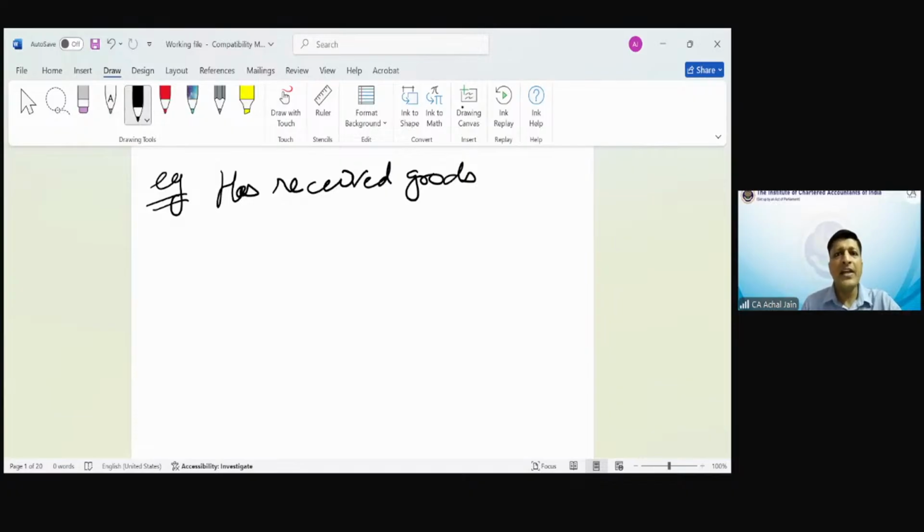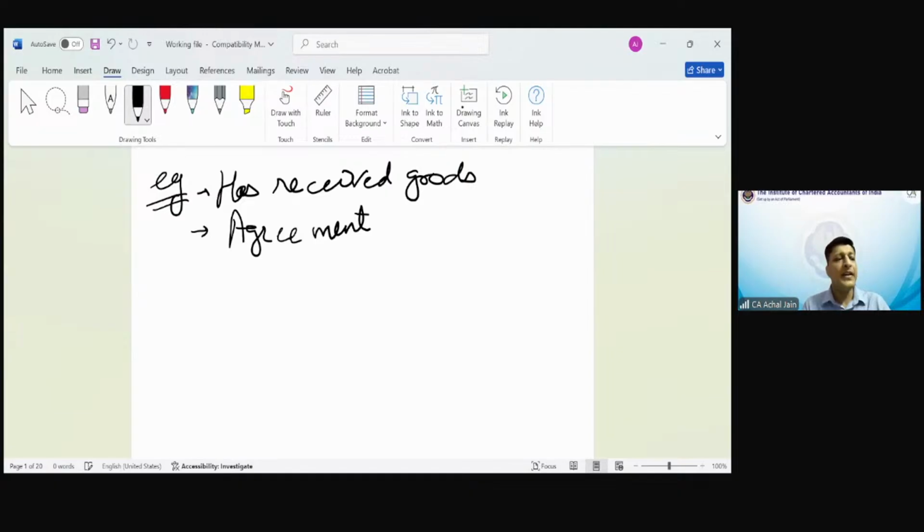Okay, an entity has received goods. Entity purchased goods, it received it. Physically the goods are received. In respect of these goods, there has been an agreement.